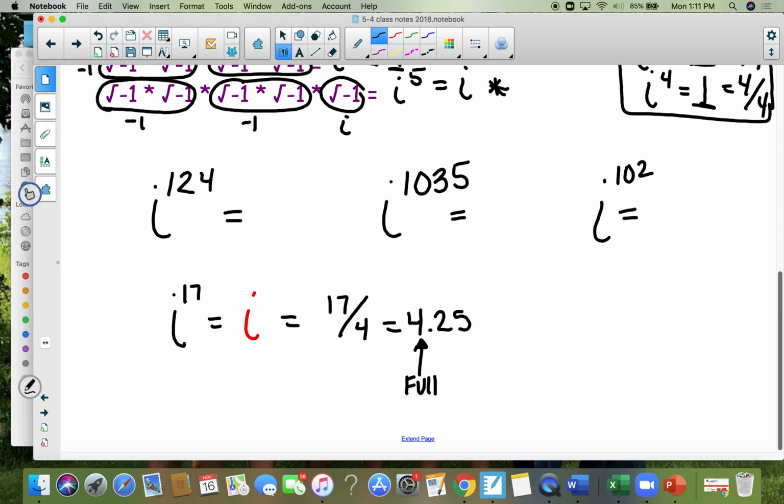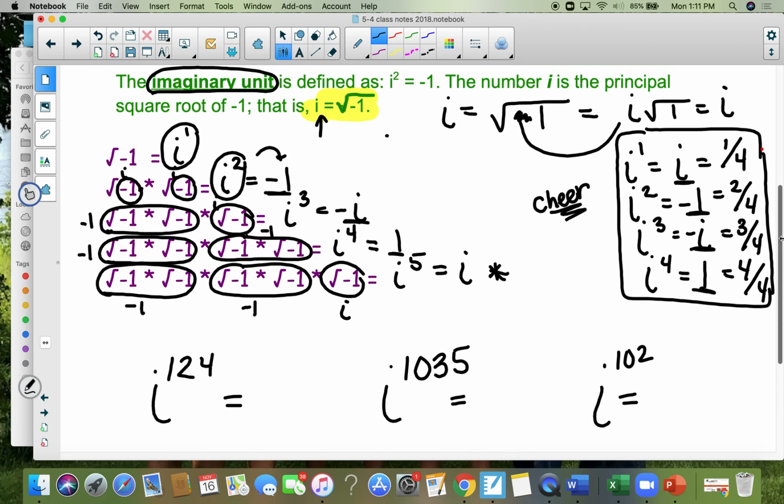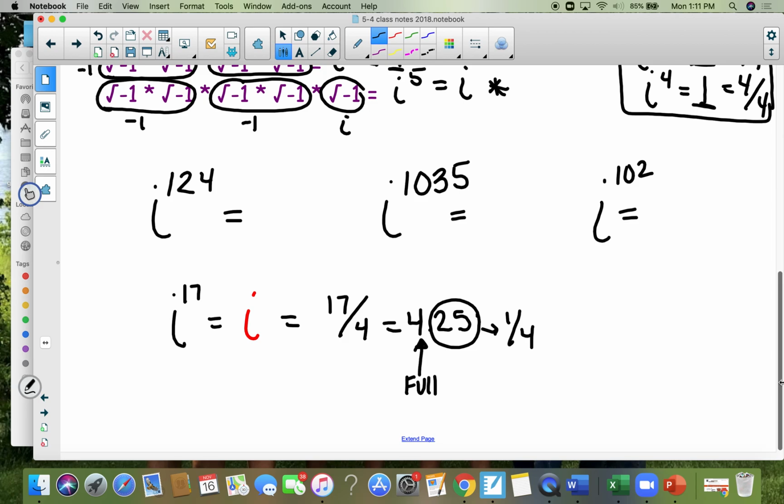I went through that chart 4 full times, but 0.25 is the same thing as 1/4. I went through 1/4 of the way. I went four full times and only 1/4 of the way through, and 1/4 of the way through is i. So that's how we're going to do it.